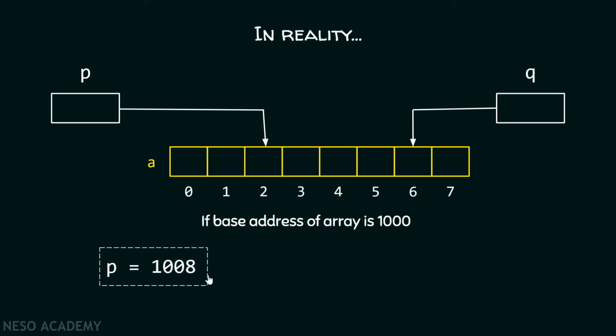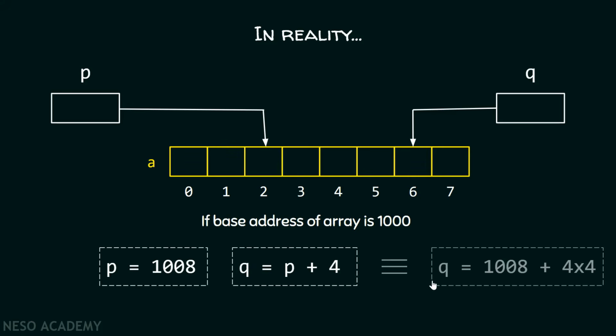Initially, p contains the address 1008, and we can also write q equals p plus 4. Isn't that right? q is the result that we are getting after adding 4 to p. We can write something like this, q equals p plus 4, right? What we want to do is q minus p, but let me replace first p by 1008. And we must multiply 4 by 4, right? This is the rule.